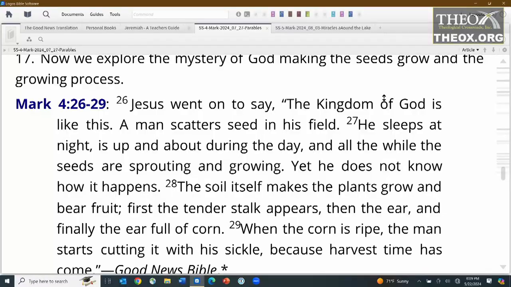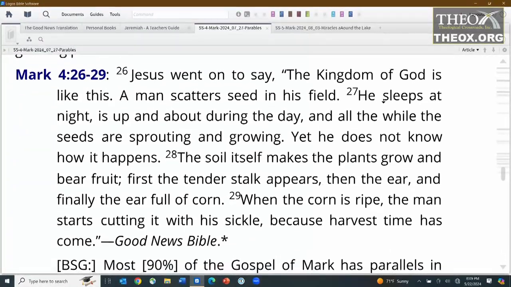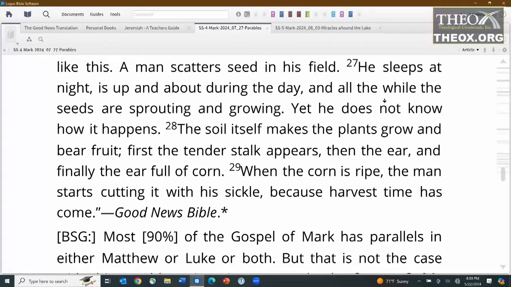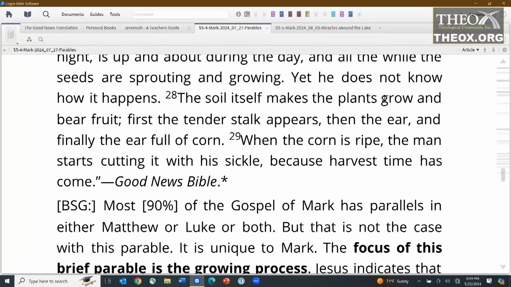The soil itself makes the plants grow and bear fruit. First the tender stalk appears, then the ear, finally the ear full of corn. Then the corn is ripe. When the corn is ripe, the man starts cutting it with his sickle, because harvest time has come.